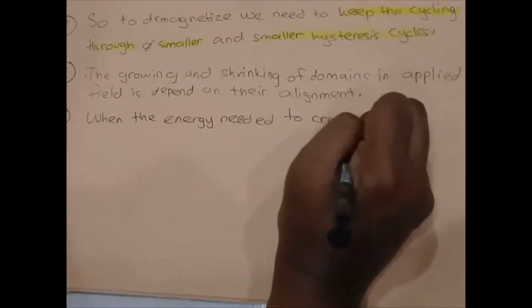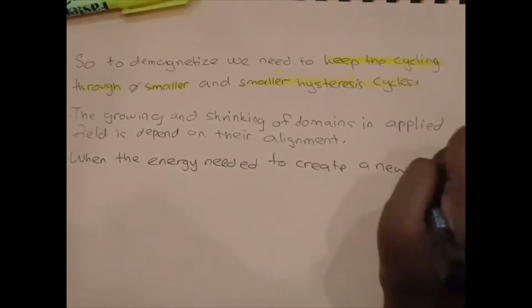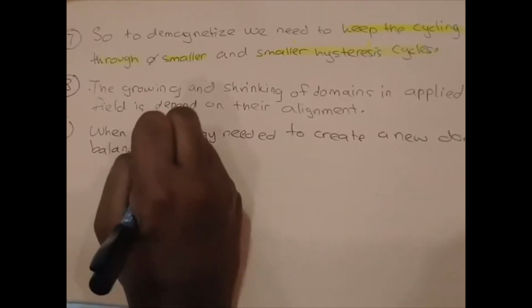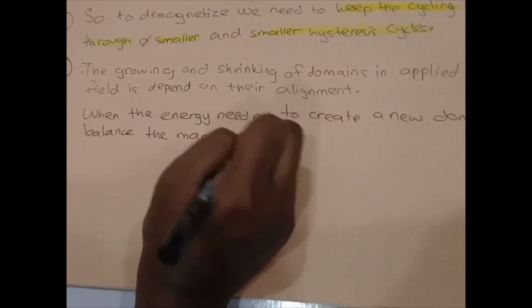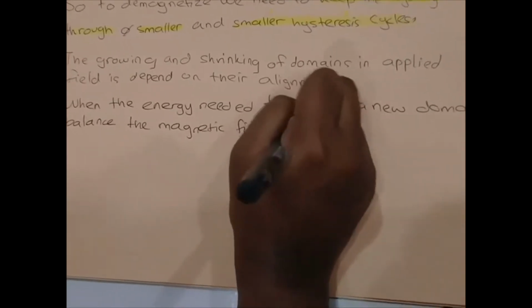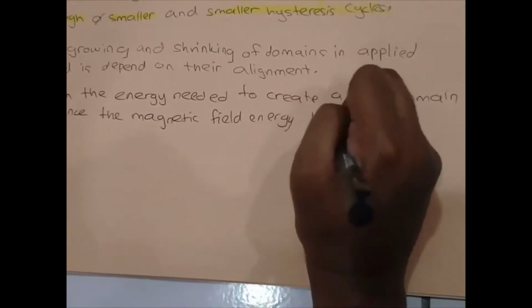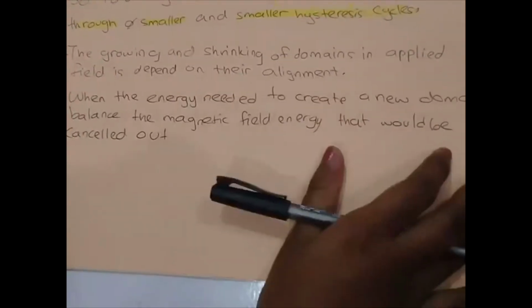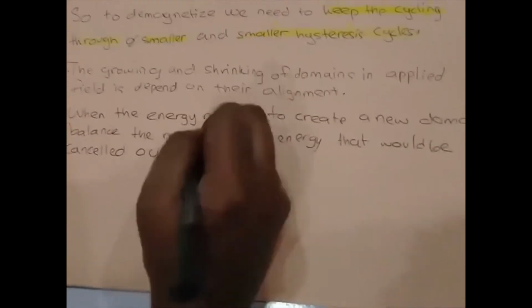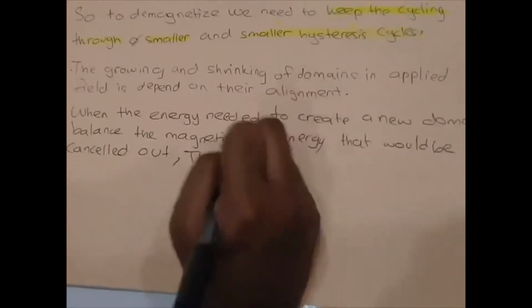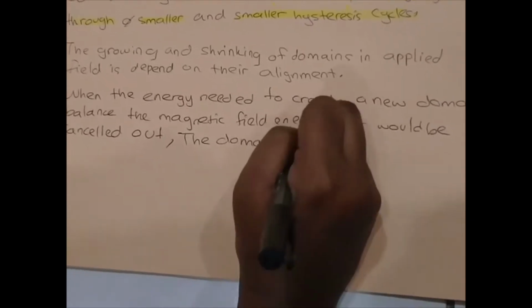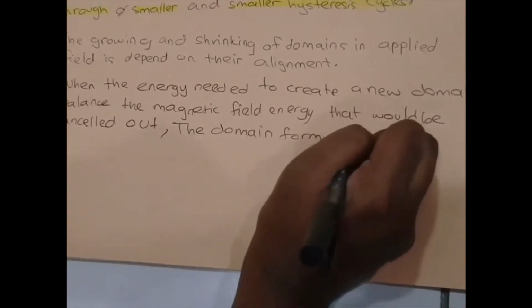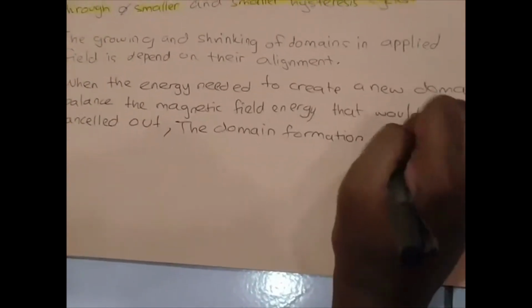to create a new domain balances the magnetic field energy, so it will be cancelled out. So this will cause the domain formation to stop. When the magnetic field energy is cancelled out, the domain formation will stop.